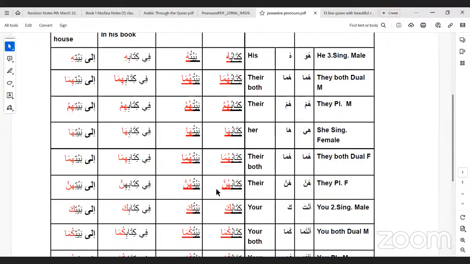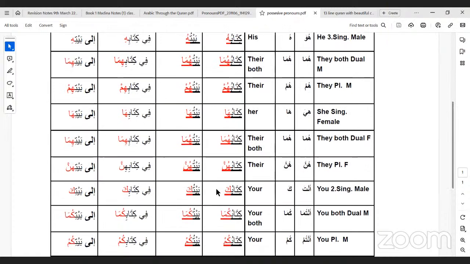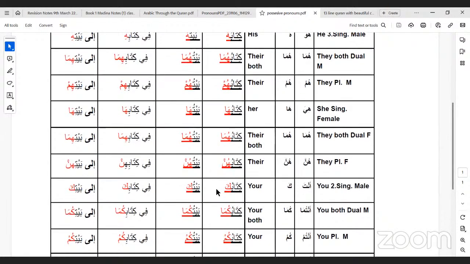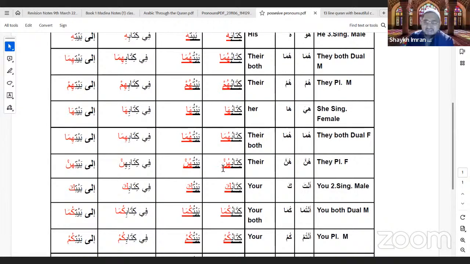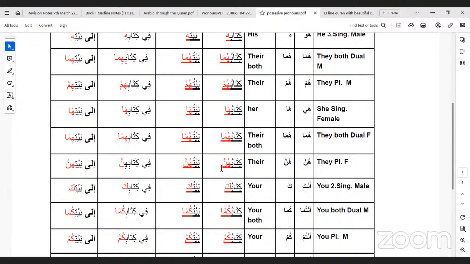Kitabuhunna. Sheikh, I don't want to say this, but there is one ayat, wadribuhunna. Okay, we'll talk about that ayat another time. It's jokingly said, wadribuhunna.